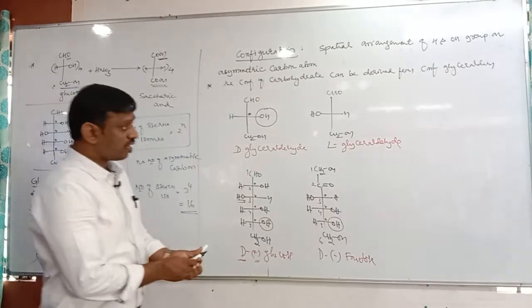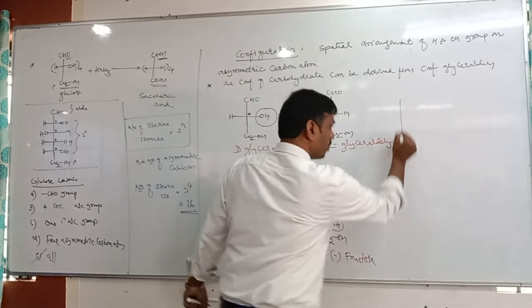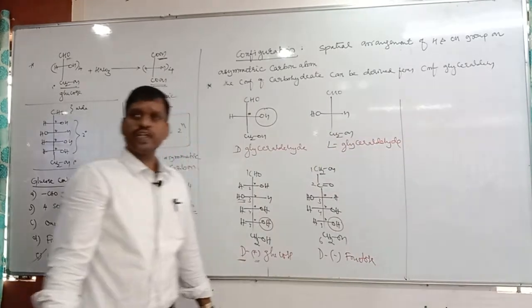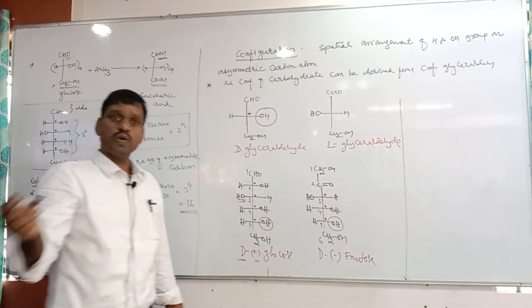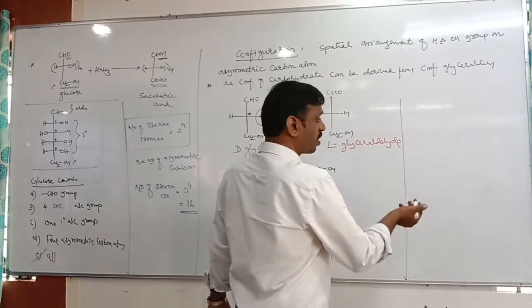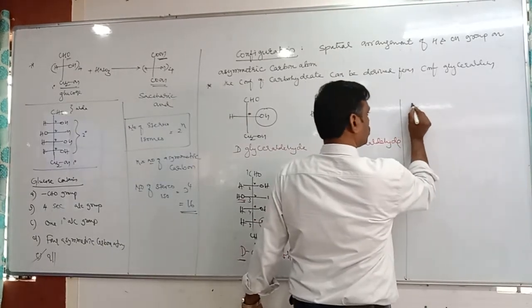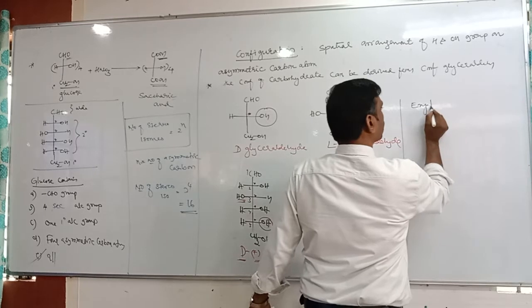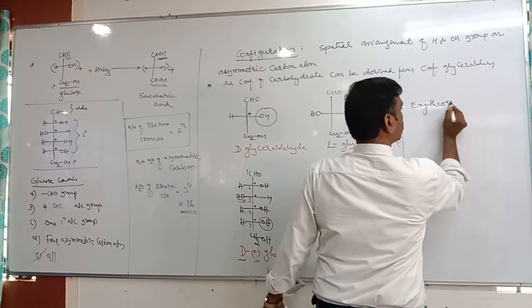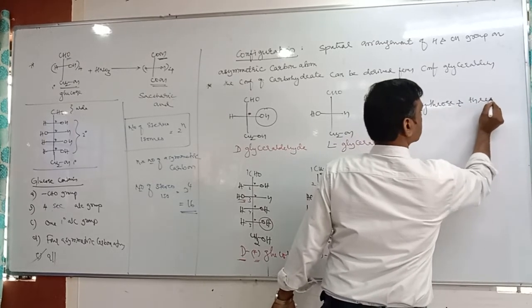Okay. Next, along with the DL configuration, there is another configuration, erythrose and threose. It is an old configuration nomenclature. Today we don't use it, it is not in textbooks, but one example we'll see. Erythrose and threose.